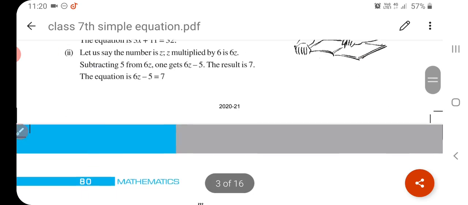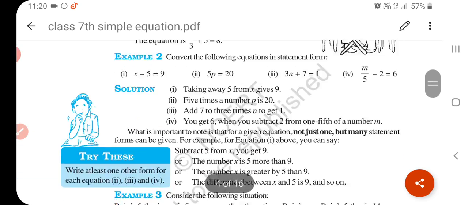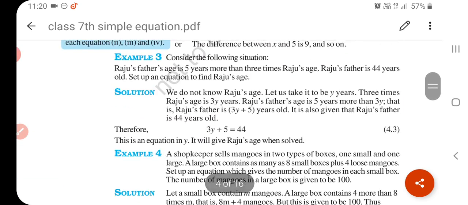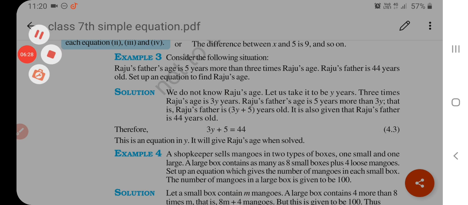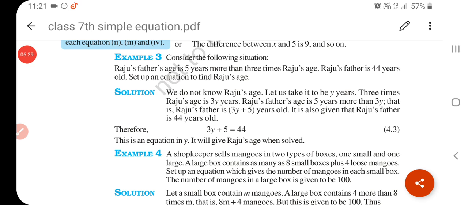Okay, understand? Now we talk about what is trial and error method. What do you mean by trial and error method? So students, simple equation is very useful to us, because each and every day we solve so many equations, but we don't know what we call it.